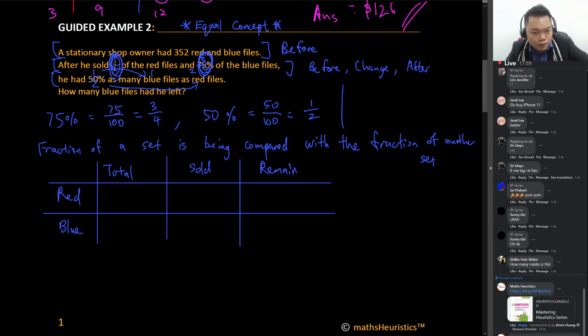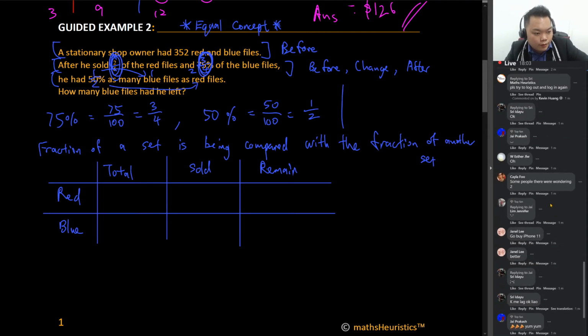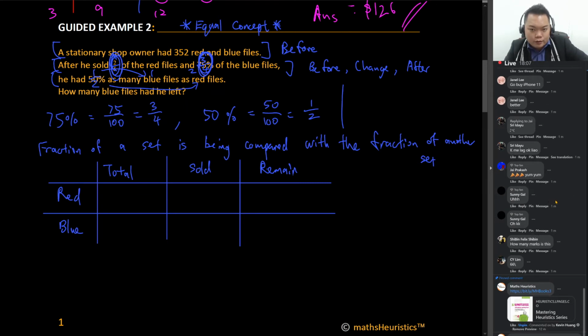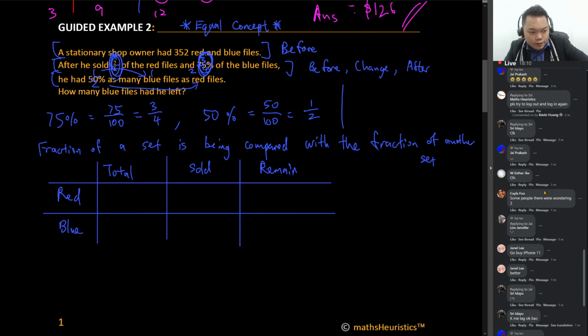How many marks would this be? Probably about 3 to 4. Some people there were wondering too. Yeah, I think it's when they cross-post this, then this issue would arise.